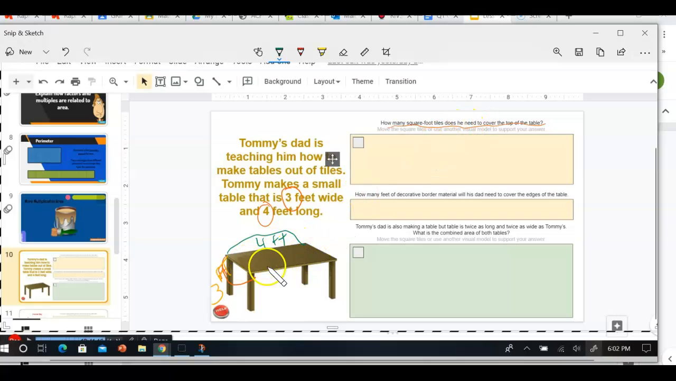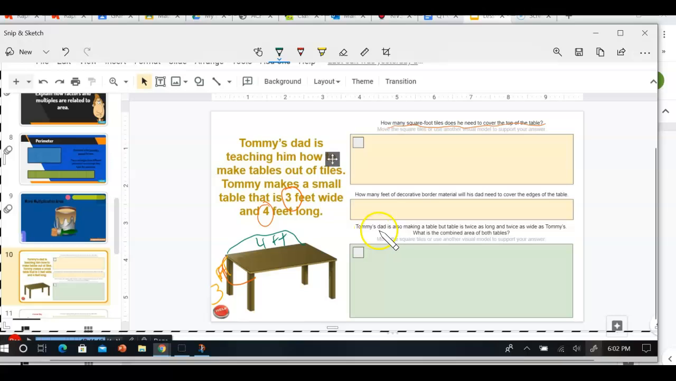So when we talk about covering the top of the table, we're talking about the area of that table. If you look at it, it's in a rectangular shape. So the top is a rectangular shape. And we need to figure out basically the area of it. All right, and right here it says the second question, how many feet of decorative border material will his dad need to cover the edges of the table? And that's going to be the outside of it. That's the same as our perimeter. So the second question is asking us about perimeter.